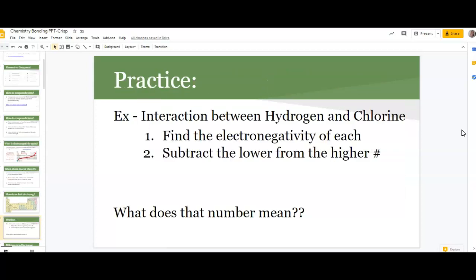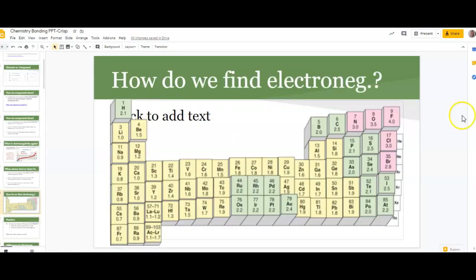So let's look, for example, at a practice. We have hydrogen and chlorine. What we need to do in order to solve this problem is figure out what the numbers are for each and then subtract and figure out what the difference is. So it's essentially a math problem. If I look at where those live on the chart, hydrogen is over here on the left at 2.1, and chlorine is over here on the right at 3. In order to figure it out, you're going to want to take the higher number minus the lower number.